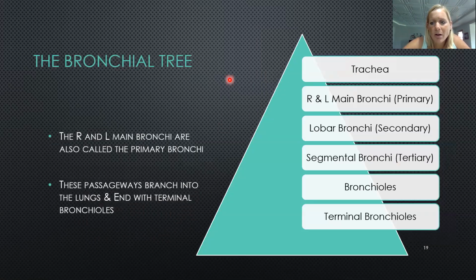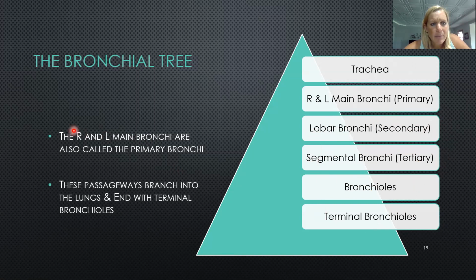Next, we're going to take a look at the bronchial tree. So here you can see the different branches of the bronchial tubes as we move from superior to inferior, essentially. Okay, so again, from the trachea, we're going to break off into the right and left main bronchi, which are known as the primary bronchi. And then we are going to move into secondary bronchi, and then segmental bronchi or tertiary bronchi, into the bronchioles, and then finally into terminal bronchioles, which will lead into those alveoli, or those little grapes that we mentioned.